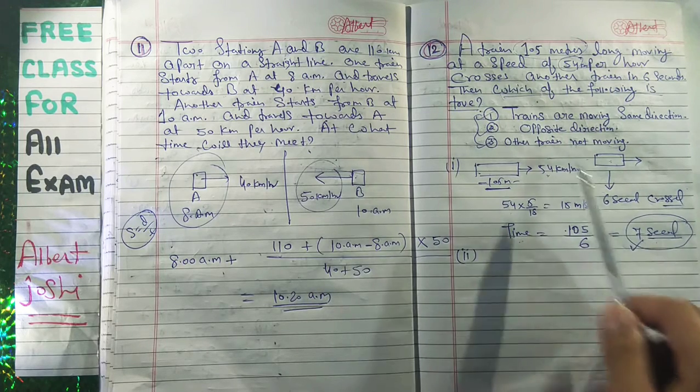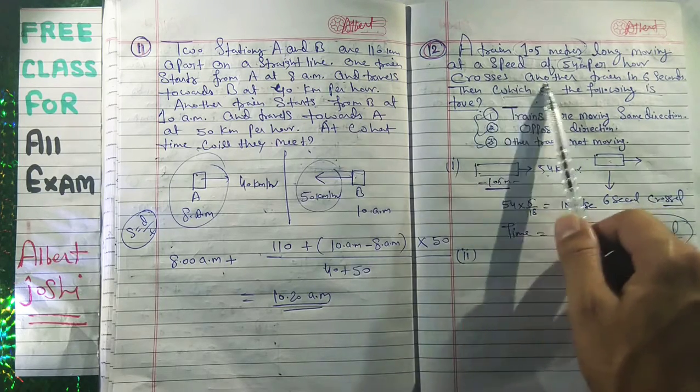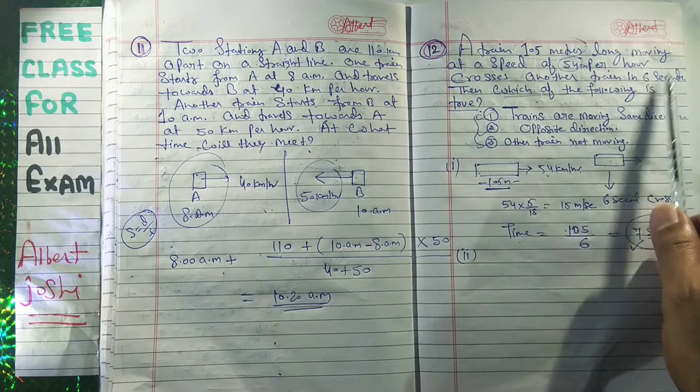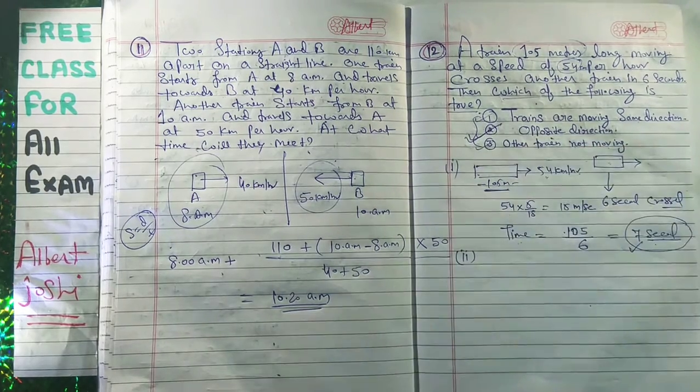7 seconds means the trains are moving in the same direction. But the total timing given is 6 seconds, and 6 seconds is less than 7 seconds. It means that they are in opposite directions. So your answer will be this.